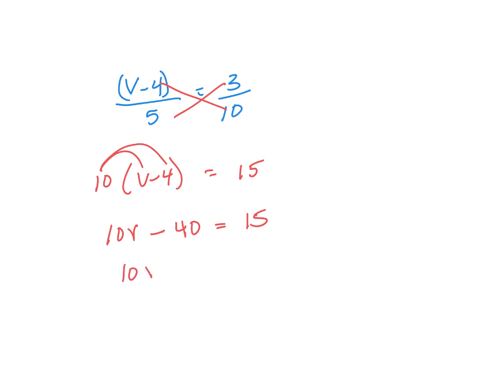And 10v, when you add 40 to both sides, equals 55. And divide by 10 again. They like the 10s. v equals 5.5.